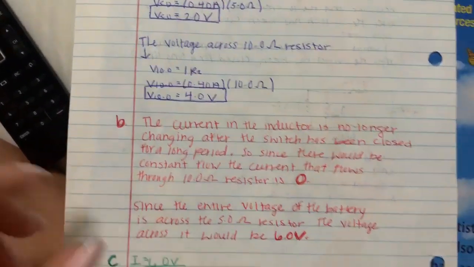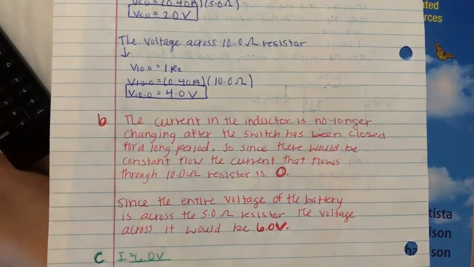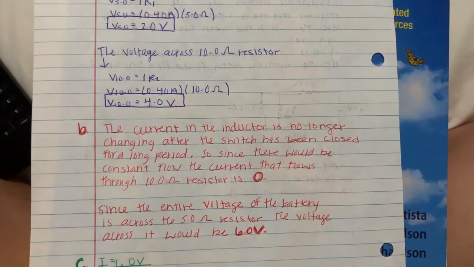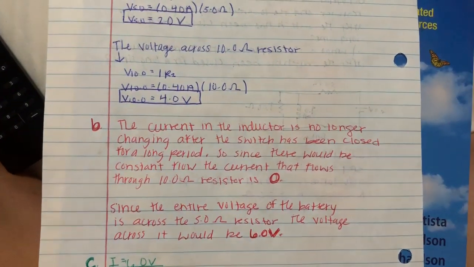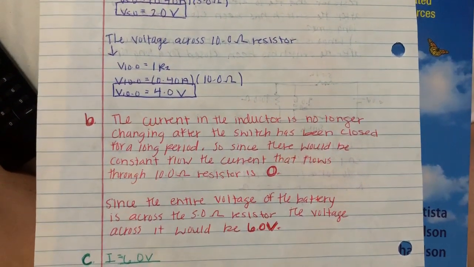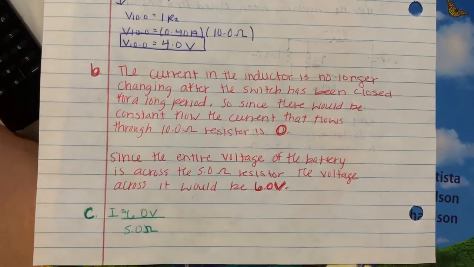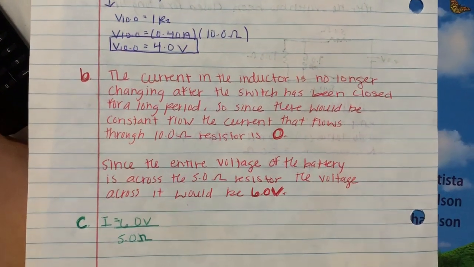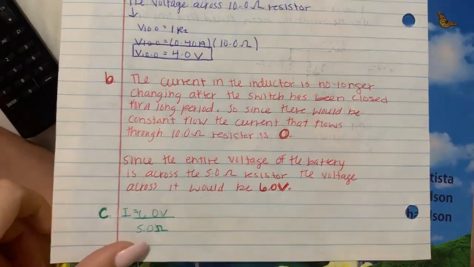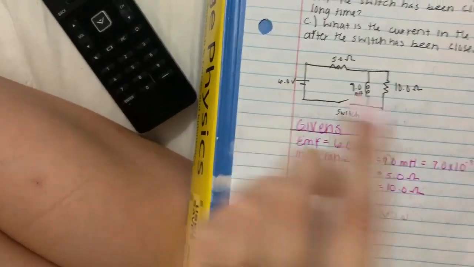Okay, the current in the inductor is no longer changing after the switch has been closed for a long time. So it would be treated like a short circuit. And since it would be a constant flow, the current that flows through the 10 ohm resistor would be 0. And then since the entire voltage of the battery is across the 5 ohm resistor, the voltage across it would be the 6 volts that we got from that battery, which is right here.